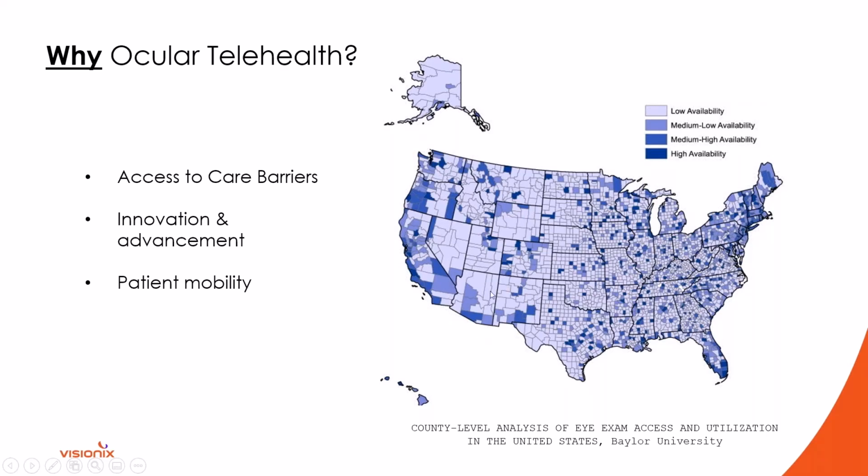So if we take my home state of Arizona and we focus in on the metro of Phoenix, even a really large and robust metro like Phoenix only has medium to low availability. So I don't think any of us are shocked by rural areas lacking access, but even those metro areas, there's still pockets where patients struggle to access eye care.